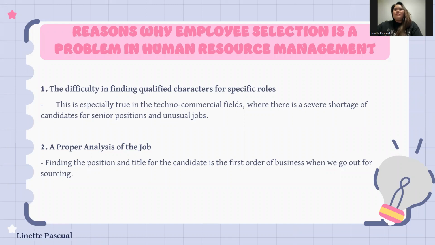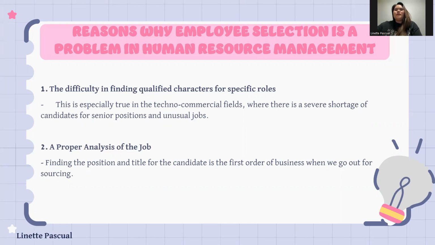Secondly, a proper analysis of the job. Finding the position and title for the candidate is the first order of business when we go out for sourcing. One type of form based on job analysis would be one that details the duties and responsibilities of a position, along with the standards of performance that must be met. Incorrect analysis of this sort could lead the hiring process in the wrong direction, with disastrous consequences for the company.